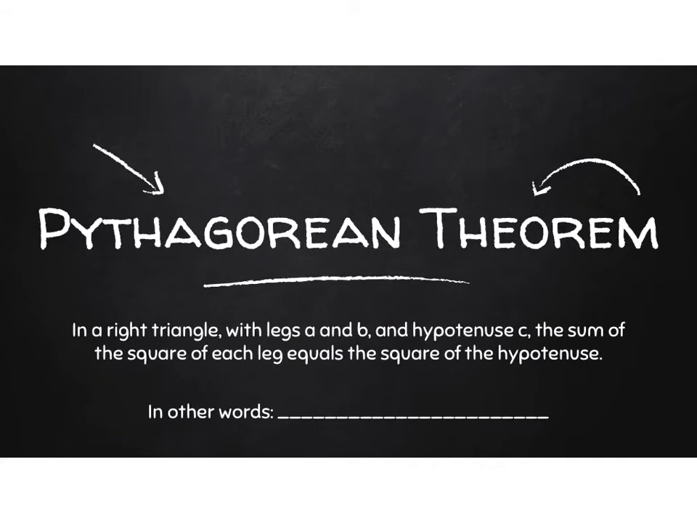What the Pythagorean theorem says is in a right triangle, so again, this only works with our right triangles, we have to have that 90-degree angle with legs A and B. We'll call the legs A here and B here. Notice they connect at that right angle. And then we have the hypotenuse, which we'll call C. We learned that's opposite our right angle. The sum of the squares of each leg equals the square of the hypotenuse. In other words, A squared plus B squared equals C squared.